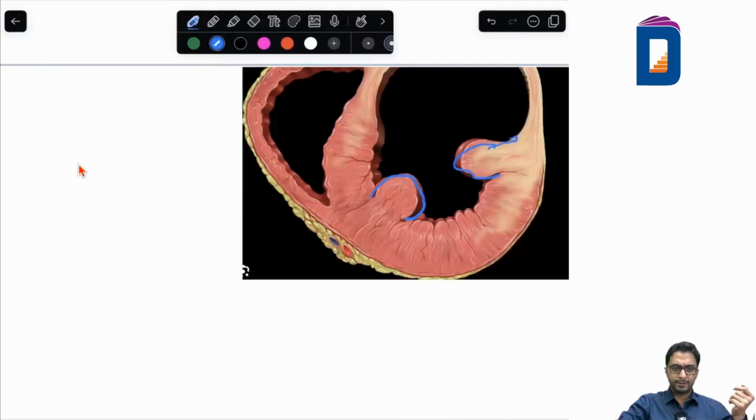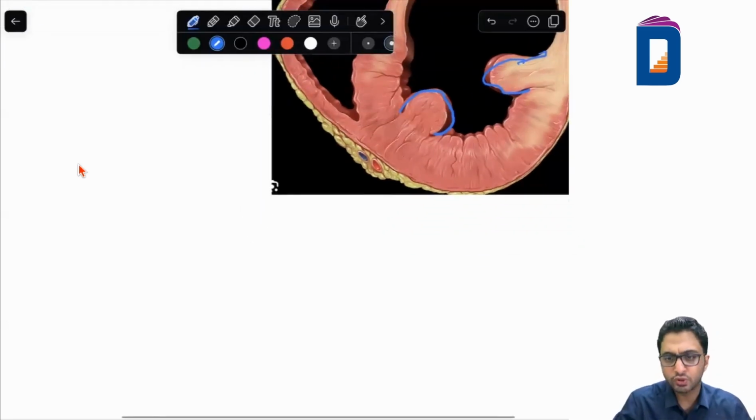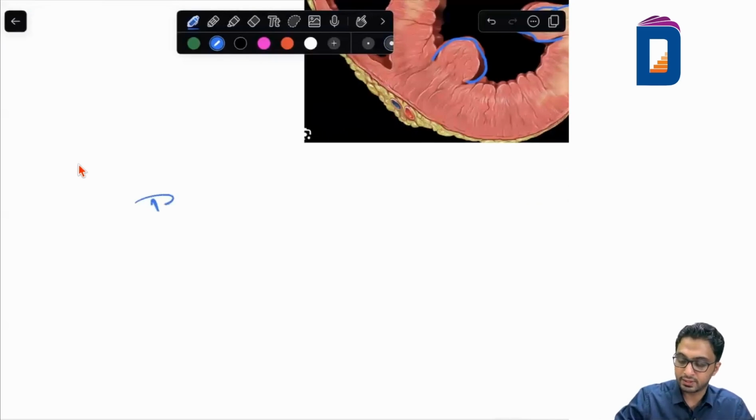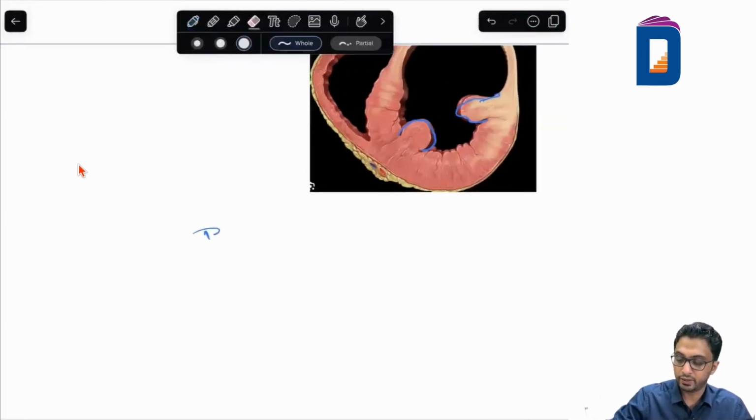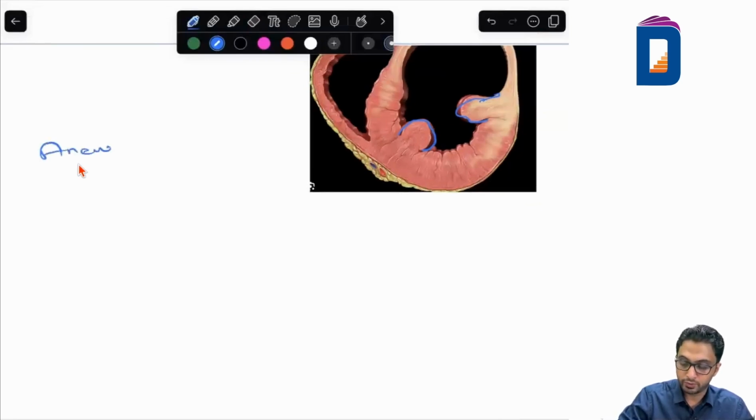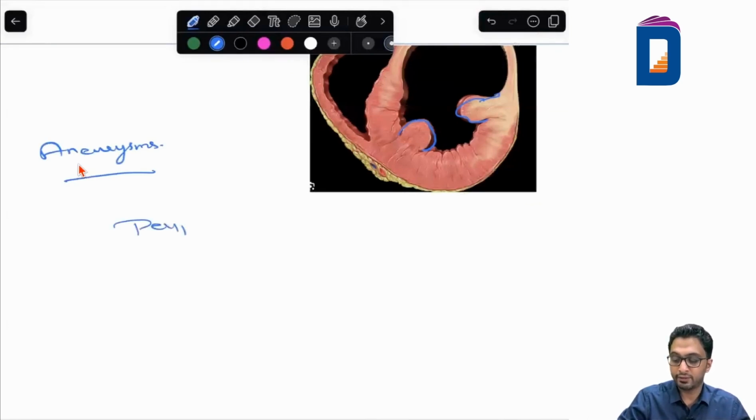Should I go into details of this? I'll give you some terms, something to remember. So about aneurysm, the most common peripheral vessel. Just write it down there. Some extra points about aneurysms: most common aneurysms. The most common peripheral vessel to undergo aneurysm, as I've told you, is the popliteal.